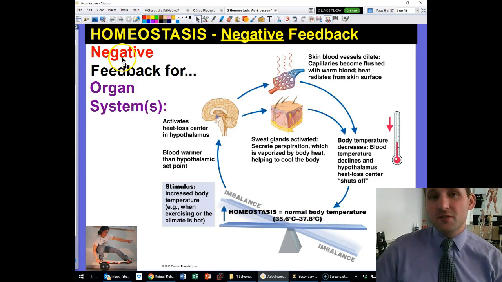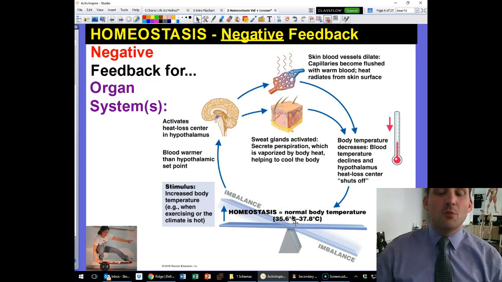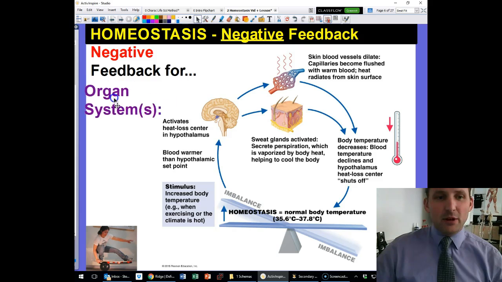So if I ever ask you, what is this negative feedback for? Always just look to the board part. It's always labeled on there. Most of the time it's in the blood. So this is normal body temperature as measured in the blood. And we'll talk about organ systems in a second.